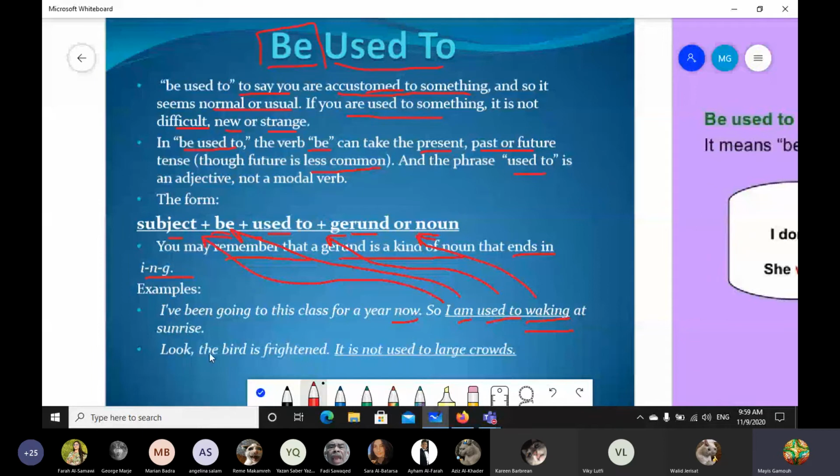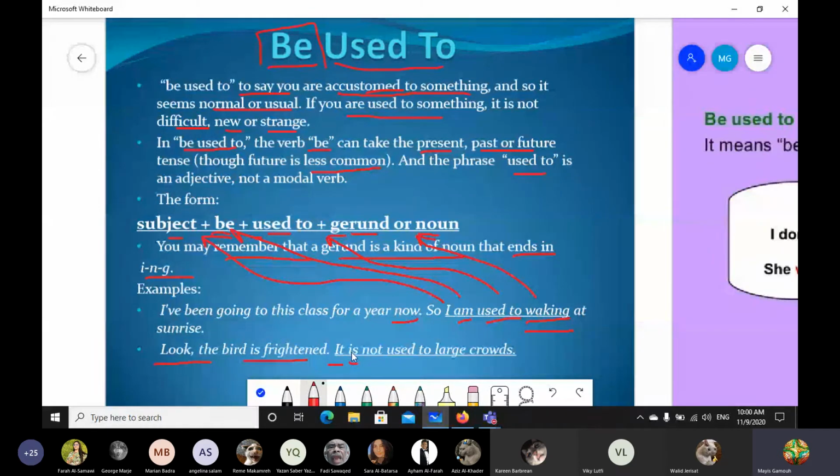Another example: look the bird is frightened. Look حكينا احنا اللي هي بدها تكون برضو in the present tense. لما انا احكي look انا هلا بحكي لك اطلع، شوف، انظر. تمام. The bird is frightened الطائر خائف. It our subject is لأنه it بتاخذ is. هنا أجت in the negative form. In the negative حكينا because it is the verb to be معناته ما بحتاج ل auxiliary verb، ما بحتاج لفعل مساعد. تمام. ما بحط did أو do أو does.